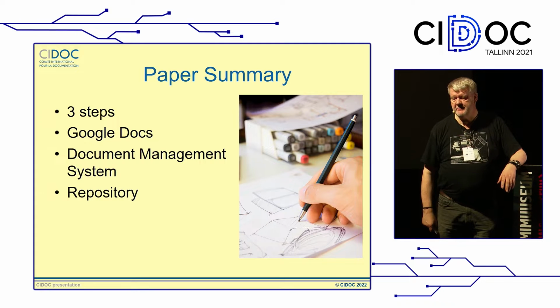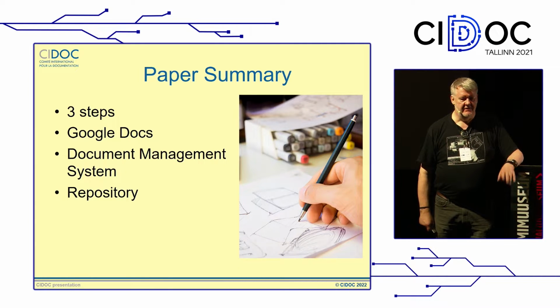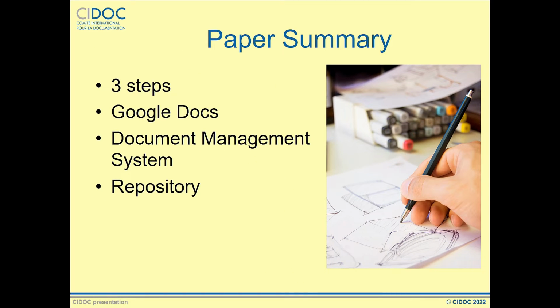So, in summary, there are three steps. Create something in something like Google Docs, use a DMS, we're using OpenDocMan, then use a repo. We're using a WordPress repository. You can use whatever you want.